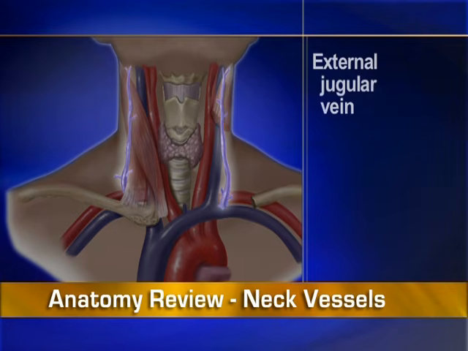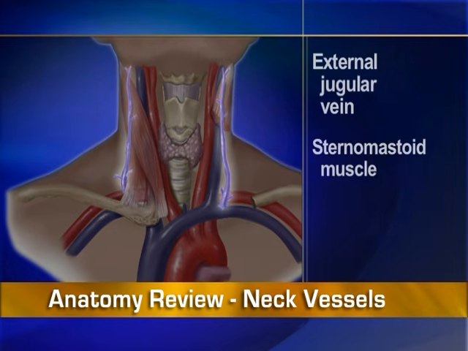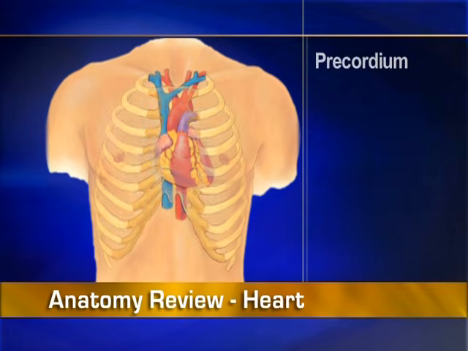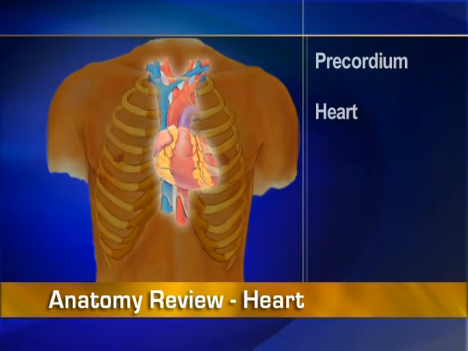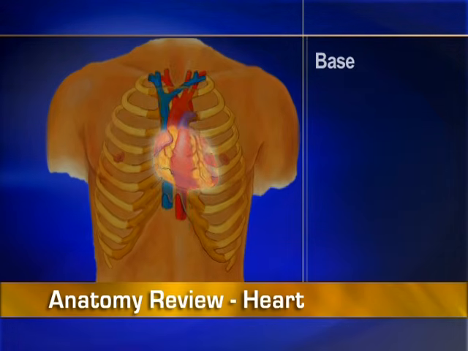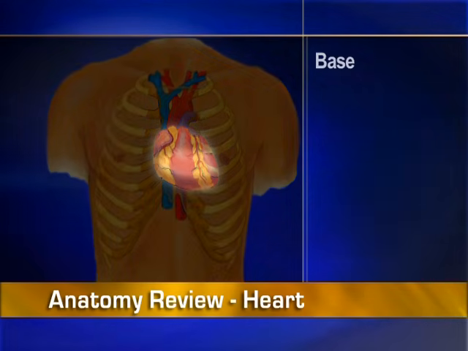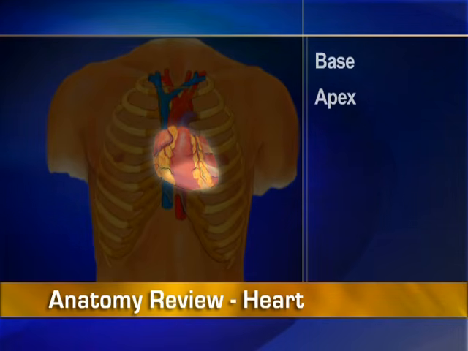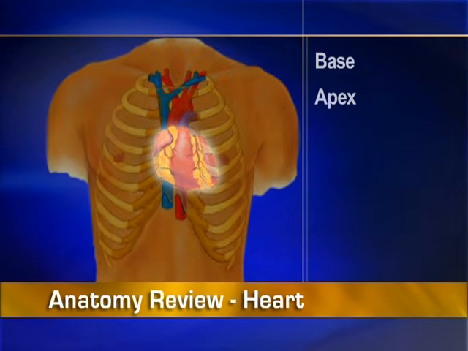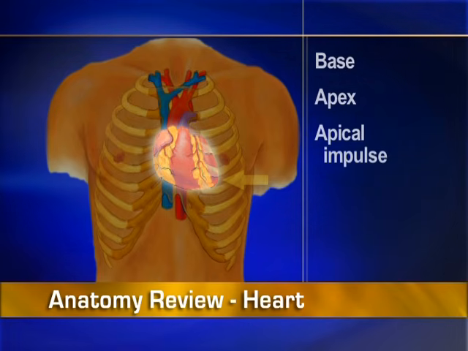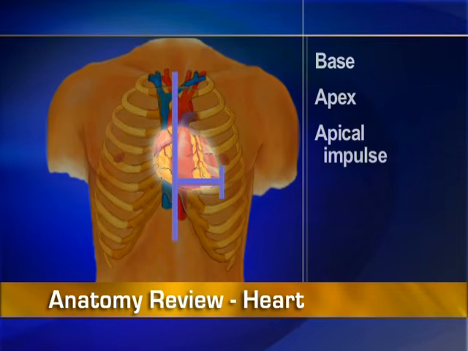The external jugular vein is more superficial. It lies lateral to the sternomastoid muscle, above the clavicle. Beneath the precordium on the anterior chest, envision the heart and great vessels. The heart is like an upside-down triangle. Its top is the broad base, and its bottom is the apex, which points down and to the left. During contraction, the apex produces an apical impulse, which normally is palpable at the fifth interspace, 7 to 9 centimeters from the midsternal line.